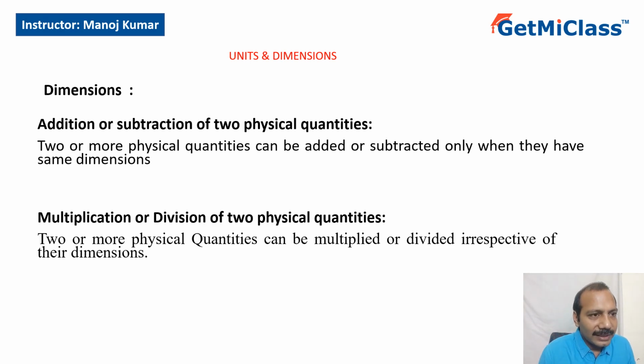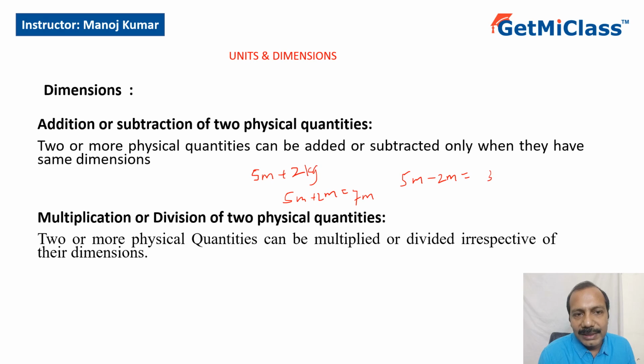It really looks weird because we cannot add them. 5 meters plus 2 kilograms, we cannot add them. However, 5 meters plus 2 meters, we can definitely say 7 meters. 5 meters minus 2 meters, again 3 meters. So what does it mean? It means two physical quantities, or more than two physical quantities, can be added or subtracted only when their dimensions are the same. Otherwise, they cannot be added or subtracted.